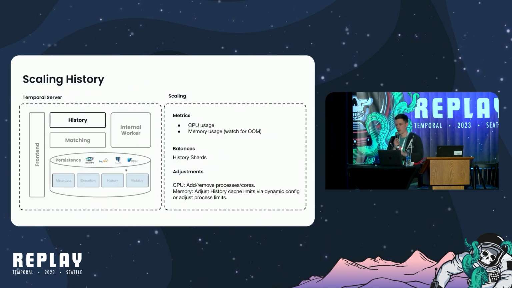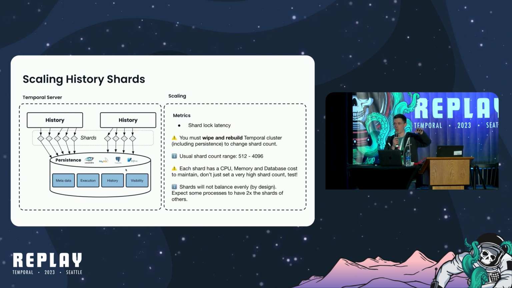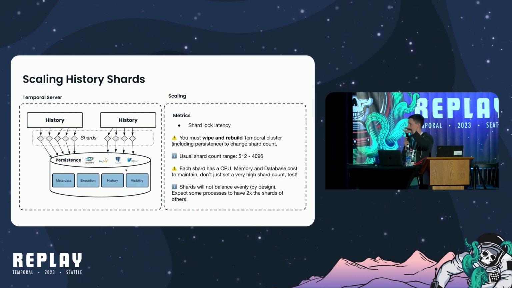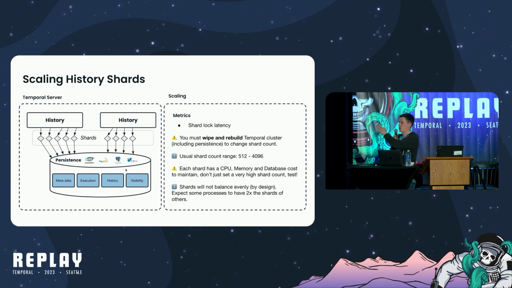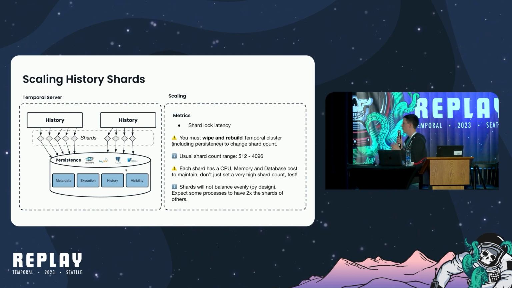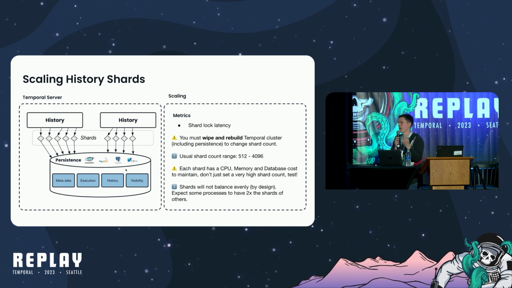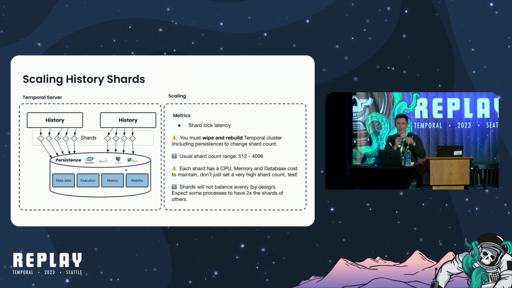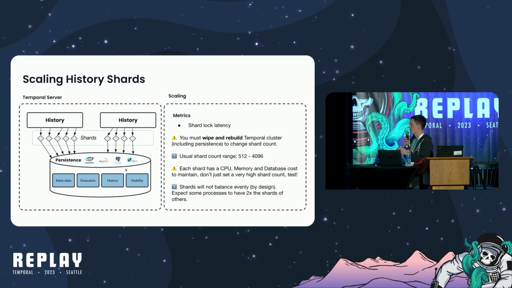The balancing primitive for history is history shards. So we split the entire workflow execution state universe into shards or partitions. And each history process that you create, so pods in Kubernetes, for example, will get a set of those shards that it's responsible for, and only that history pod will process any requests related to the workflow executions in that shard.